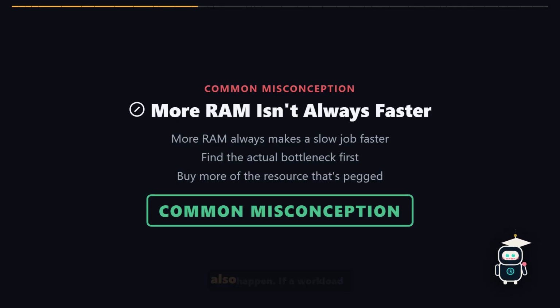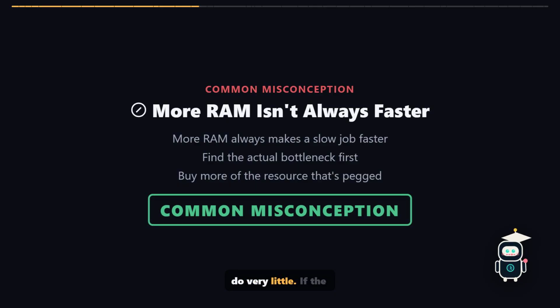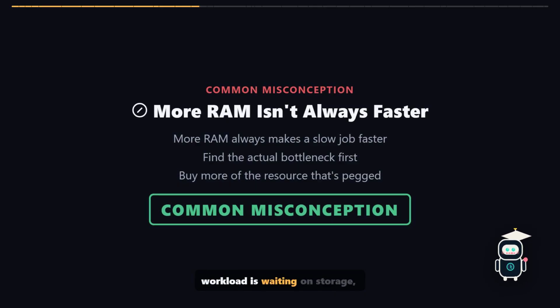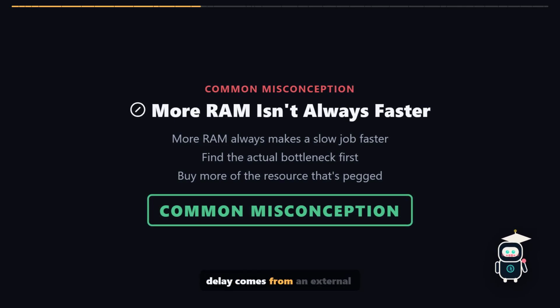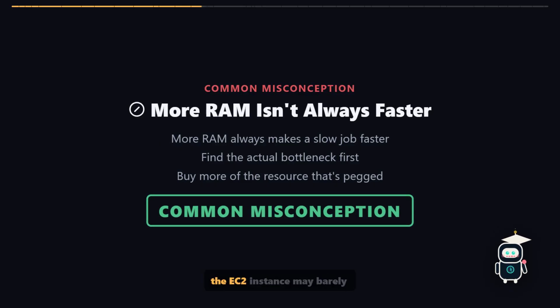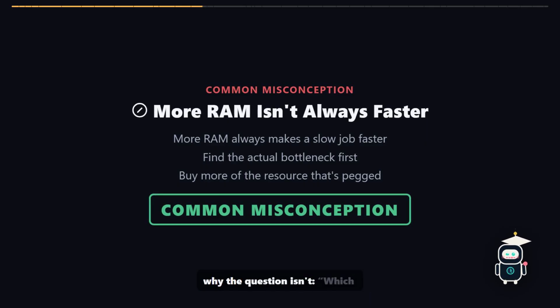The reverse can also happen. If a workload is memory constrained, adding CPU may do very little. If the workload is waiting on storage, increasing CPU and RAM may not address the actual problem. And if most of the delay comes from an external API or database call, resizing the EC2 instance may barely change the user experience. That's why the question isn't, "Which instance is more powerful?"